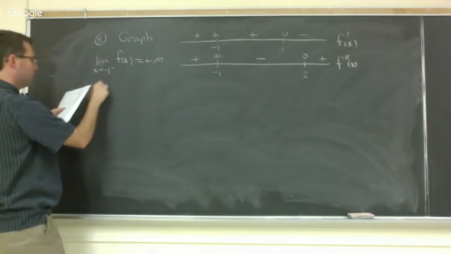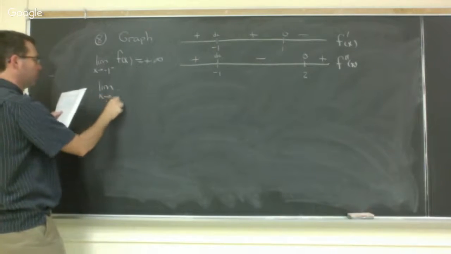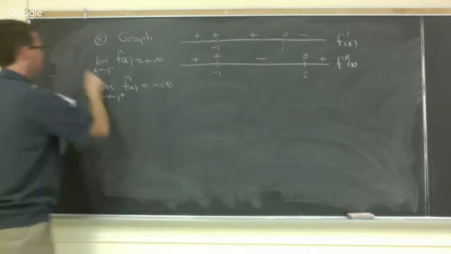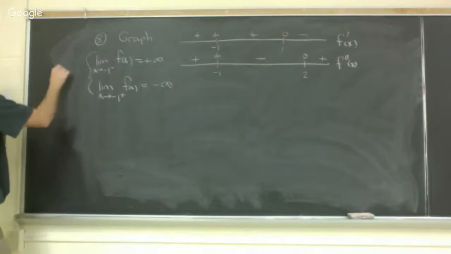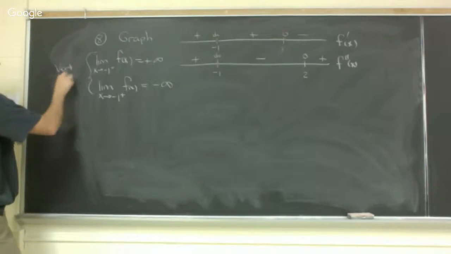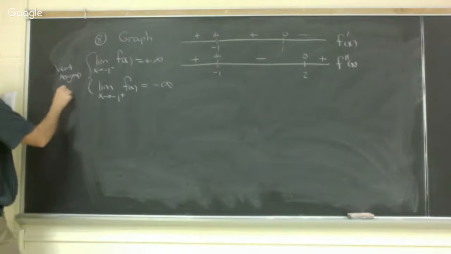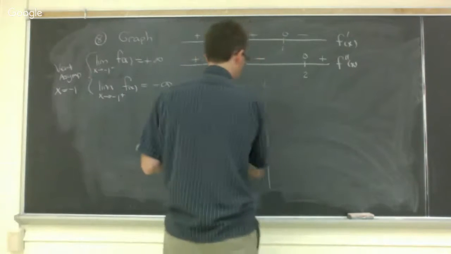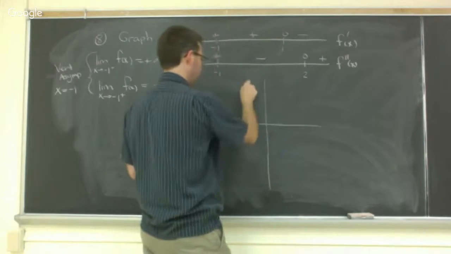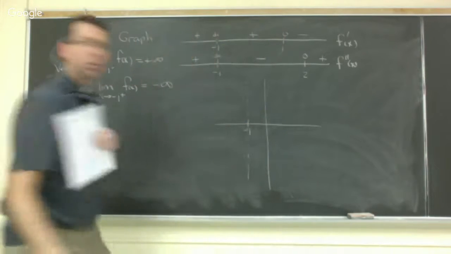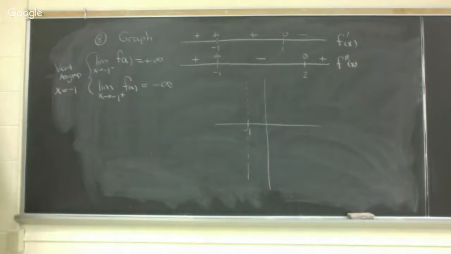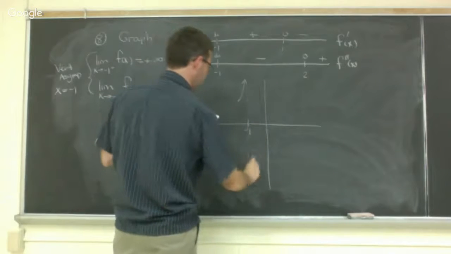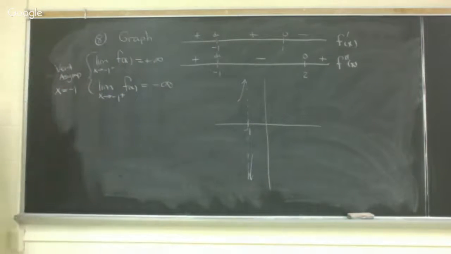Notice the other side, as x approaches -1 from the right, is minus infinity. So these together tell me there's a vertical asymptote at x equals -1. So let's make some space here for our graph. Here's -1. And we're going up to infinity on one side and down to infinity on the other side. We'll figure out the rest in a minute.